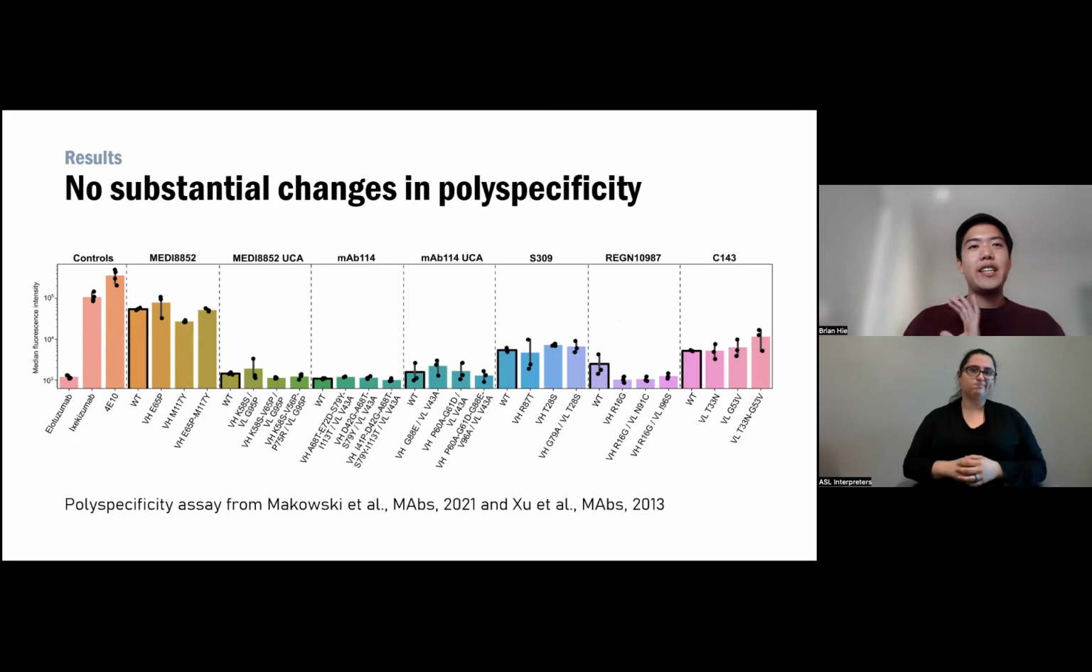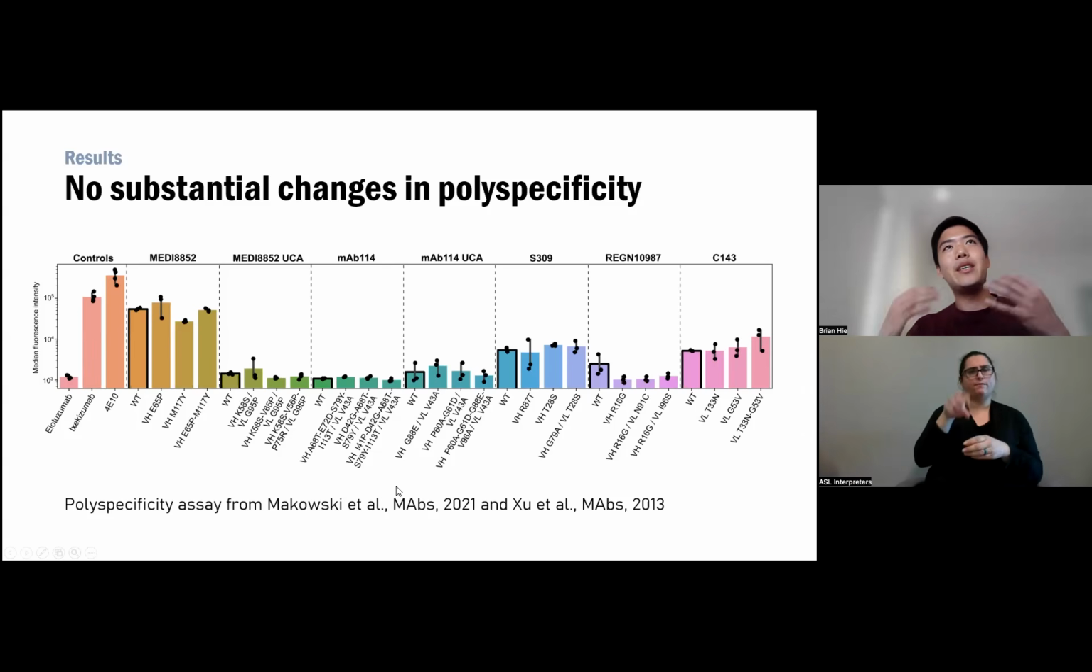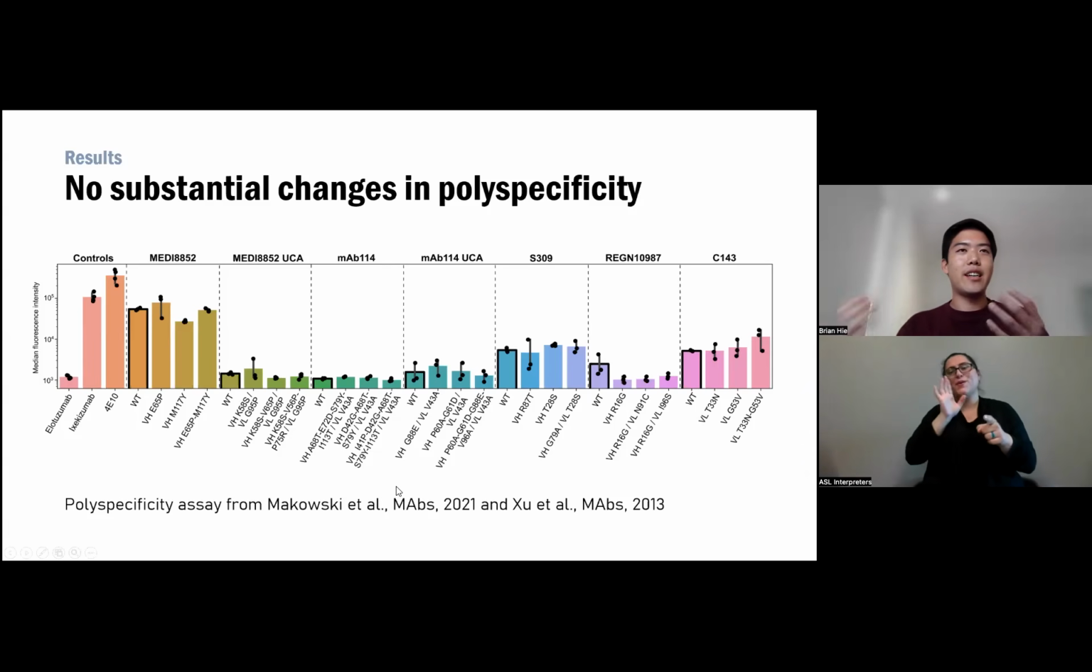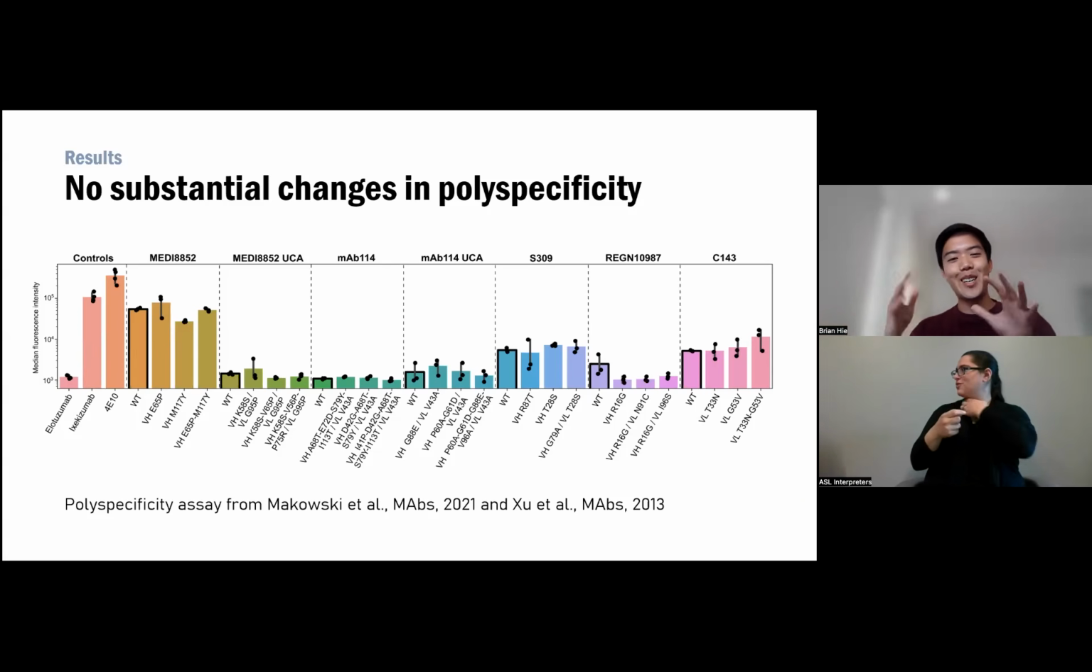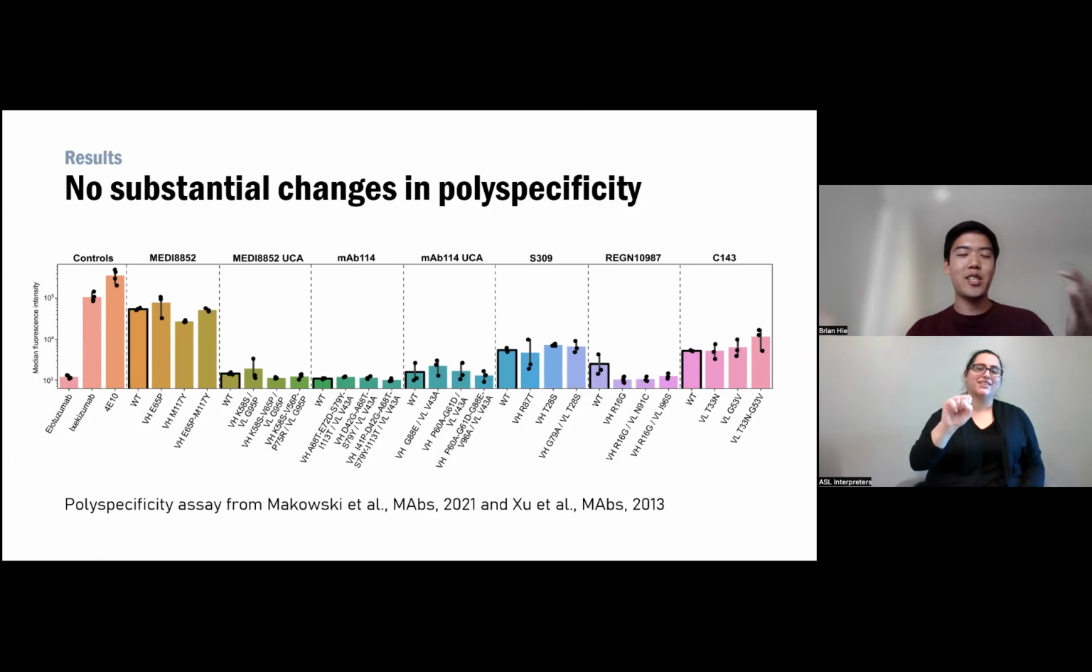I should also mention this data is not in the preprint describing the paper, but we have been getting questions about it, so I just thought I'd briefly mention it. Are these improvements in affinity just driven by promiscuous binding? So we can test for what's called polyspecificity. This is just the ability in this assay to bind cellular junk. In this case, this is all soluble membrane proteins.